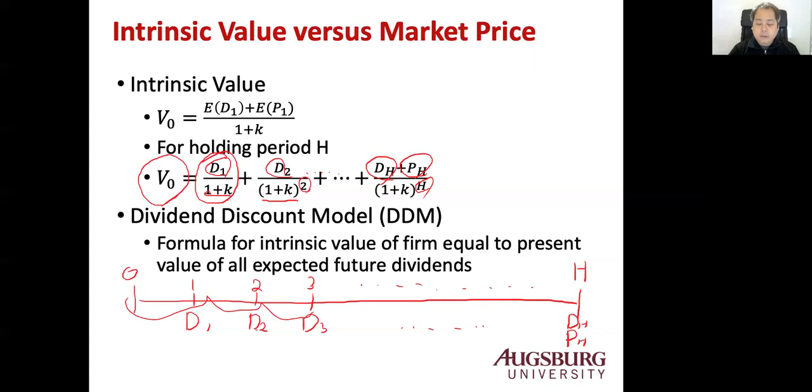So now we have the so-called dividend discount models, basically saying that, because the cash flow that stock generates is the dividends, the intrinsic value of the firm will equal the present value of all expected future dividends, discounted by this K, the appropriate market capitalization rate. In the next part, we will see this dividend discount model in more detail.